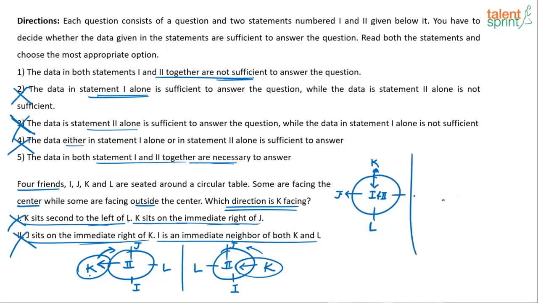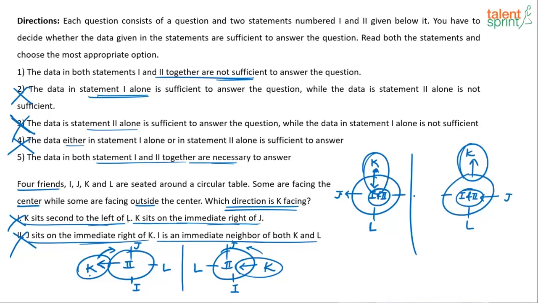But the other thing is also possible. What is the other possibility? L is anyway fixed here. This is a combination of 1 and 2. K comes here. Now, if you take J here, it says K sits on the immediate right of J. Right of J is anti-clockwise, means J is facing center. And J is on the immediate right of K, which means K is facing outwards. So when you combine both 1 and 2 together, either K can be inwards or K can be outwards. Both are possible. Still both are possible.